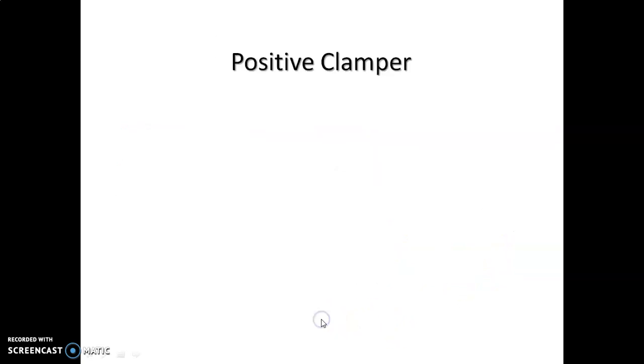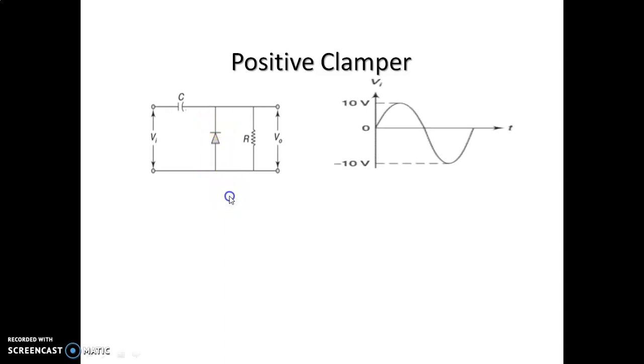So next we will move on to the analysis of the positive clamper. So this is the circuit of the positive clamper. The diode is connected in this way. Now with which cycle do we have to start the analysis? This point should be maintained at a negative value in order to make this diode forward biased. So we have to start the analysis with the negative half cycle.